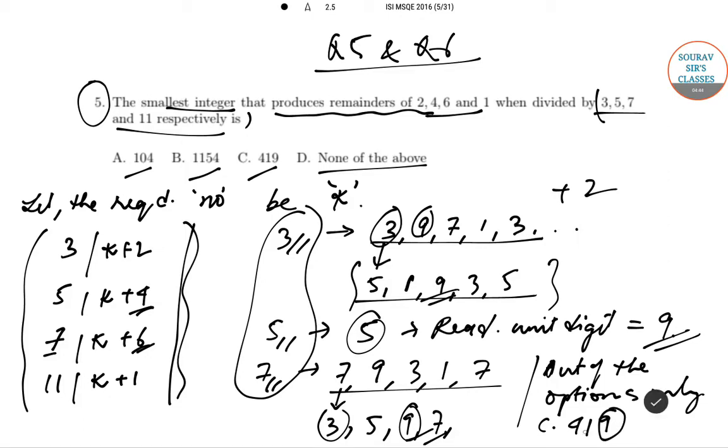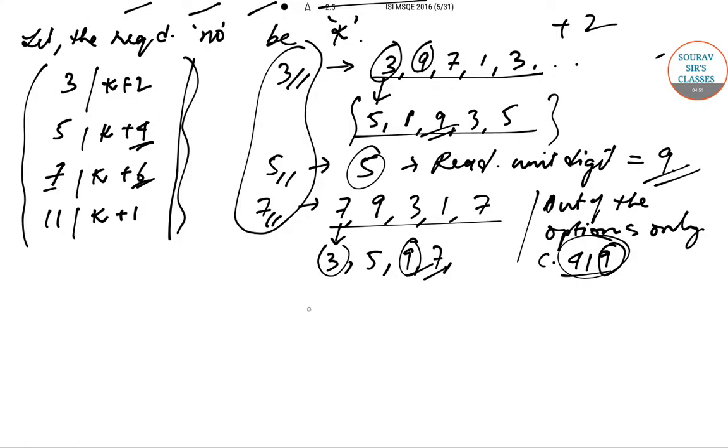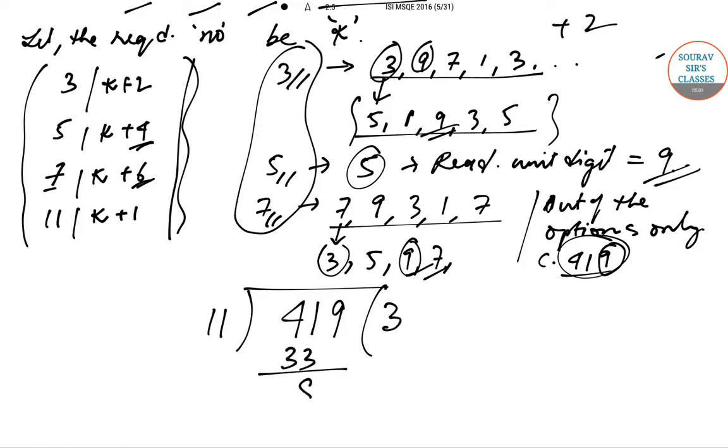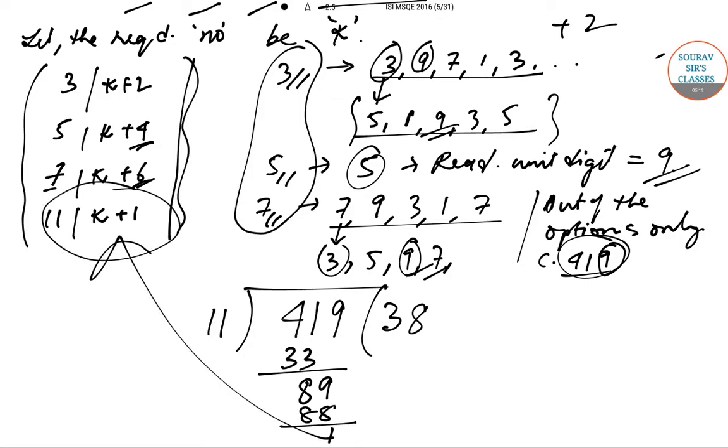So now let us check this very number. If we divide 419 by 11, 3 is 33, 8 comes below, 9 comes below. Now it is 38, 88, and the remainder is 1, which satisfies this condition. So 419, which is option C, is the correct option.